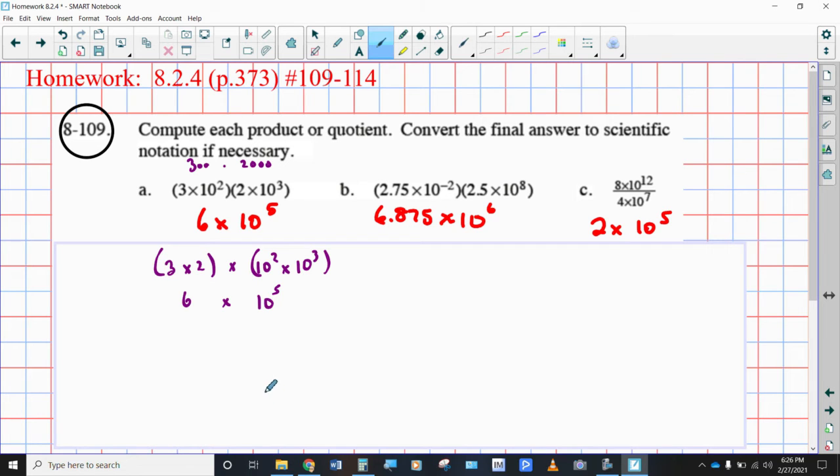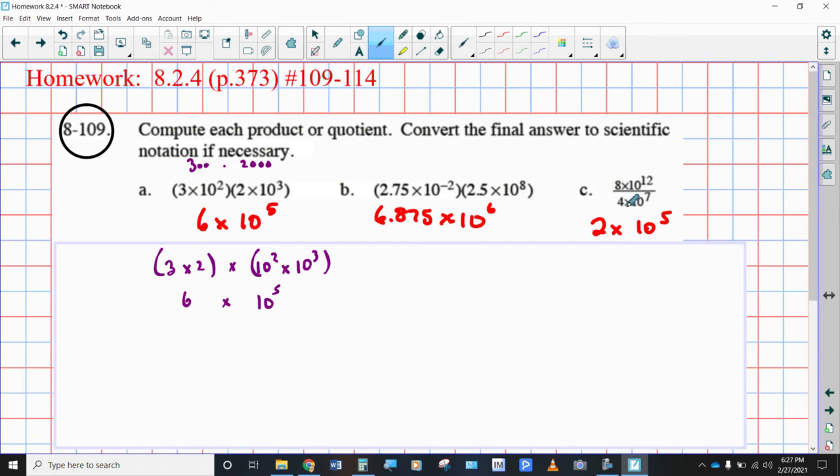Not too bad, right? Here, we're going to multiply 2.75 times 2.5, and that gives you 6.875. And then when you multiply 10 to the negative second times 10 to the eighth, remember, our product of powers property says keep your base, add your exponents. Negative 2 and 8 is 6. So this becomes 6.87 times 10 to the sixth.